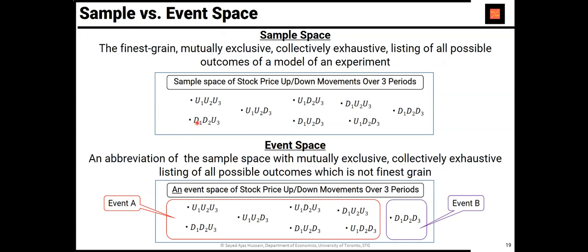And the event space would say, possibly, that it could lump some of these outcomes in the sample space into a set. So, for example, here's event A and event B. You can see that event B corresponds to a description where the price never went up in any period, whereas event A can be described in words as the price went up in at least one period.